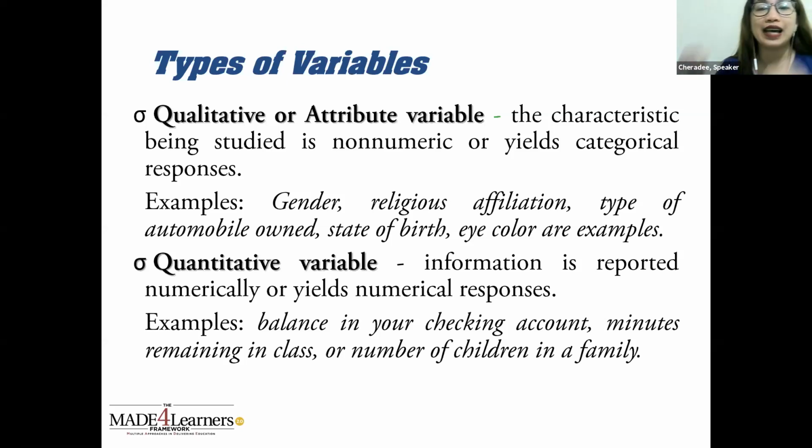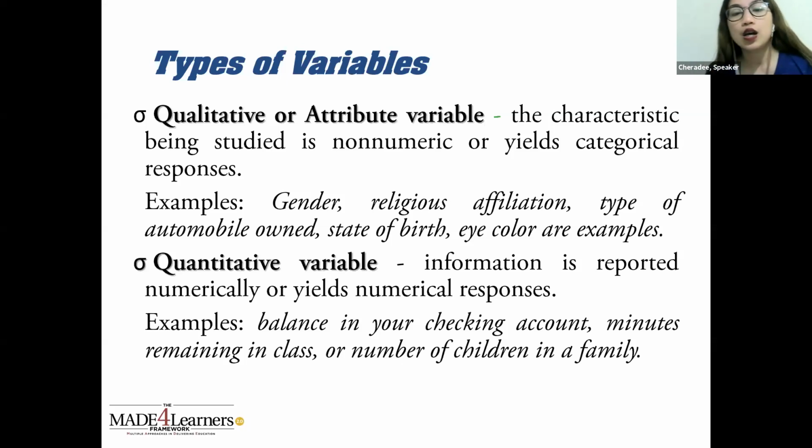Well, by the word itself, categorical responses, meaning to say these data are non-numeric in nature, okay? So their religion, the type of automobile they owned, okay, will it be 4 wheels or the brands perhaps, state of birth, their eye colors. For example, we have brown, black, blue, so those are categorical responses. So that is an example of attribute variable.